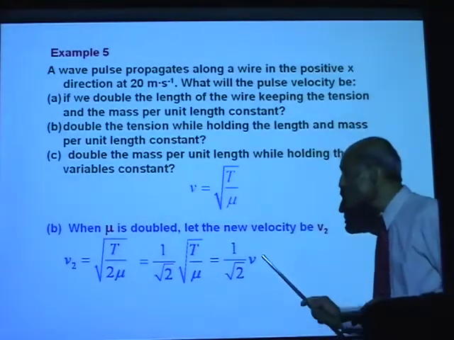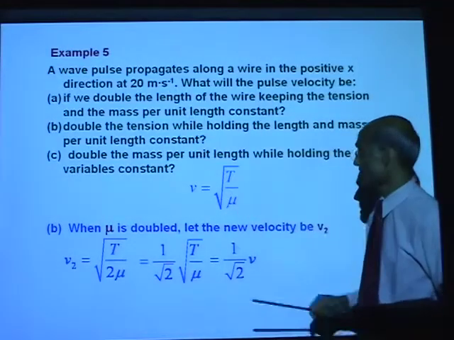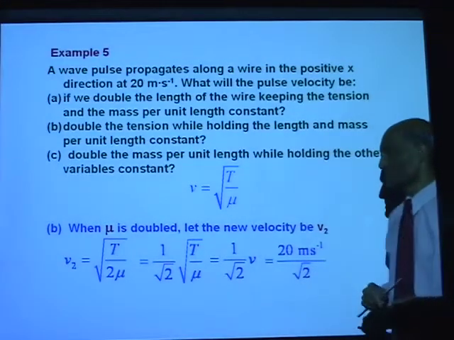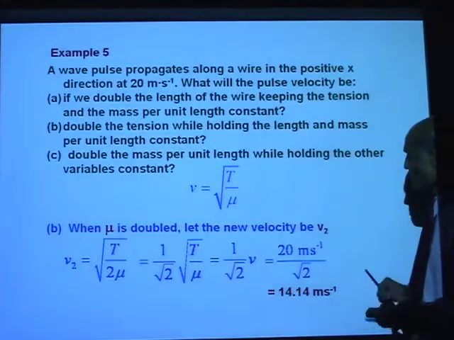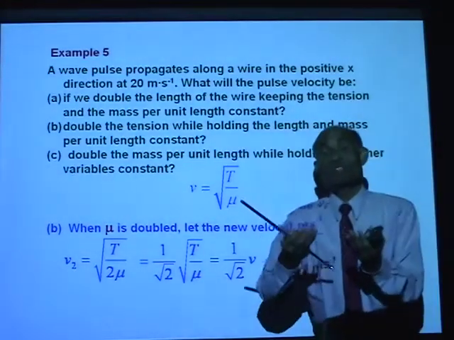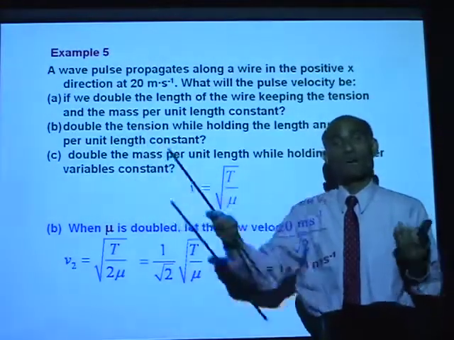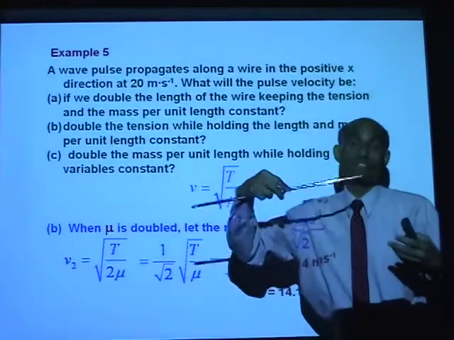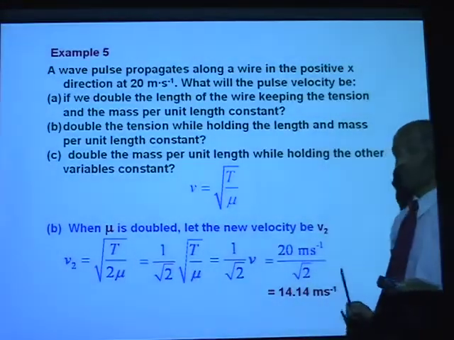And v is given to us, which is 20 meters per second. So that will be 20 meters per second divided by square root 2. And that's 14.14 meters per second. You notice that when the tension is doubled, the speed increased, whereas when the mass per unit length is doubled, which means the string became thicker, the speed decreased. Okay.